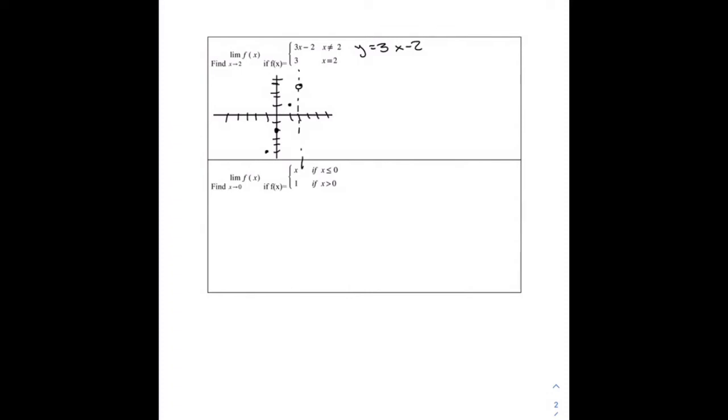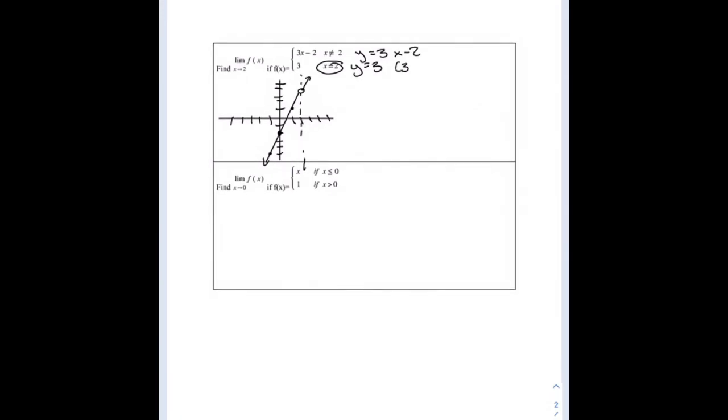Now I'm going to graph the second piece. Oh, forgot to make my line going through my points. Yeah, that looks good enough. Okay, so then the next piece is y equals 3, but it's only at x equals 2. So that means it's a point at (2, 3). So I'm going to go ahead and at (2, 3) put a point. And now I can find the limit.